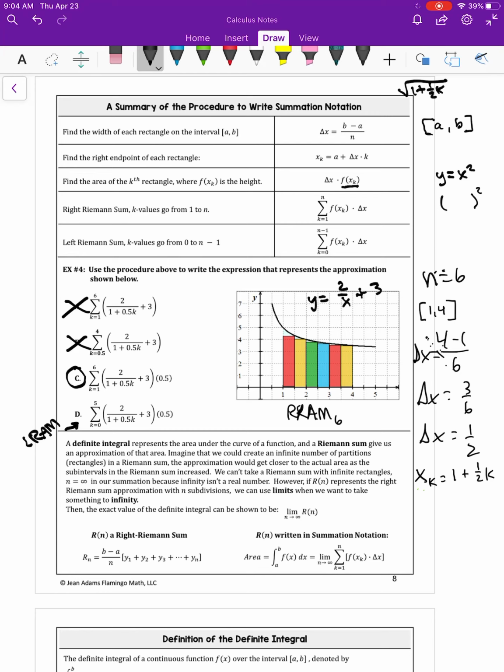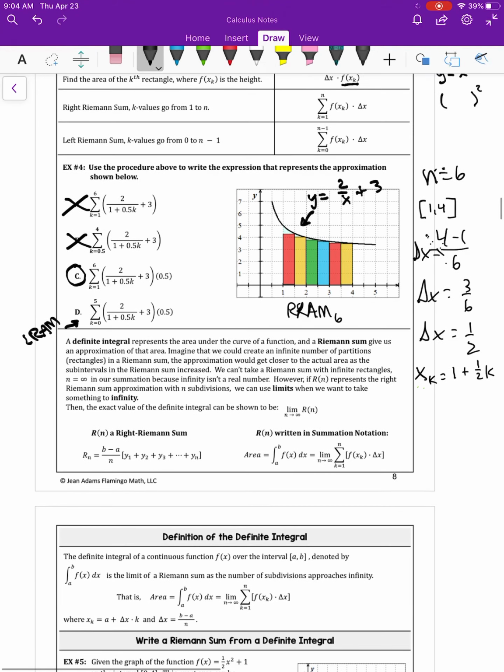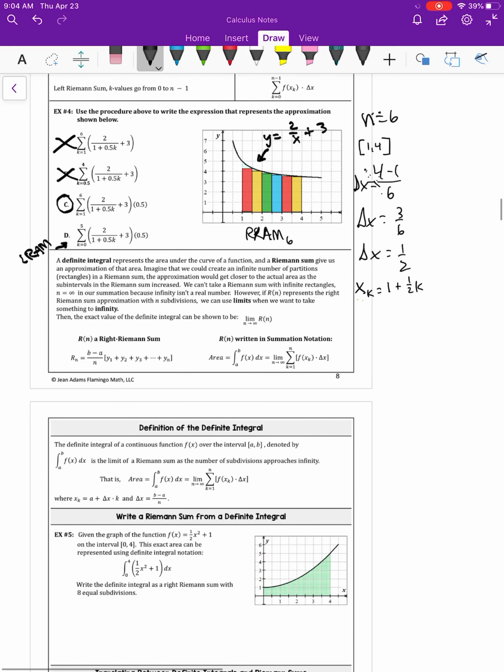So this function has to be 2 over x plus 3. Do you see how they put the 1 plus 1/2 k in where the x is in your function? Whenever we did the square root of x, we put our 1 plus 1/2 k, that x sub k, into where the x is in our function. So they put 1 plus 1/2 k into the x in their function. So therefore, that tells me what this function is, 2 over x plus 3, even though they didn't give it to us. So hopefully that made sense. I like that one because it made you think, going backwards from it instead of you producing it.